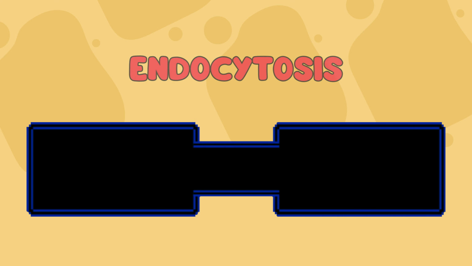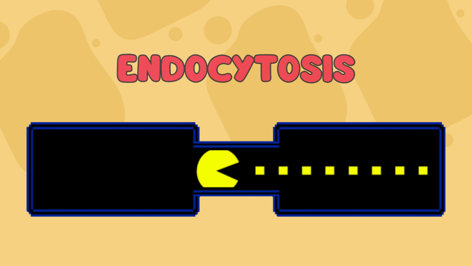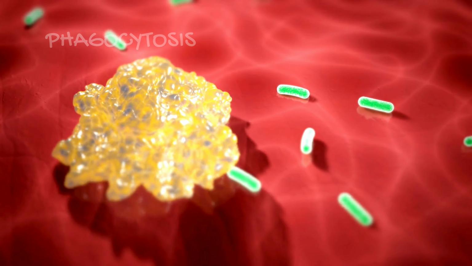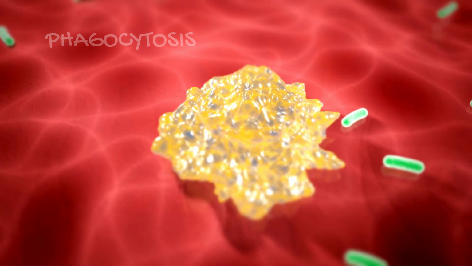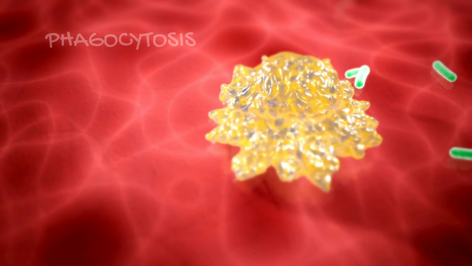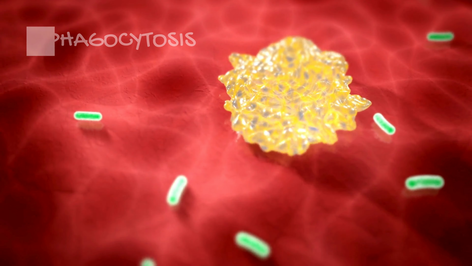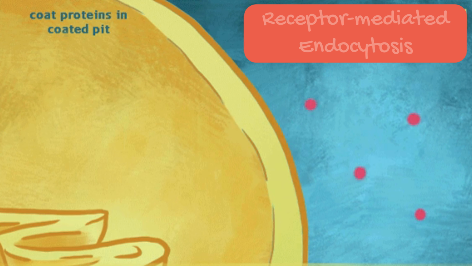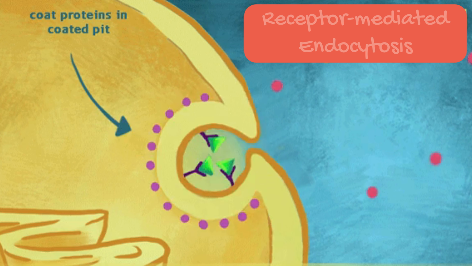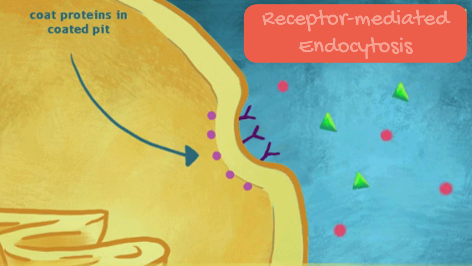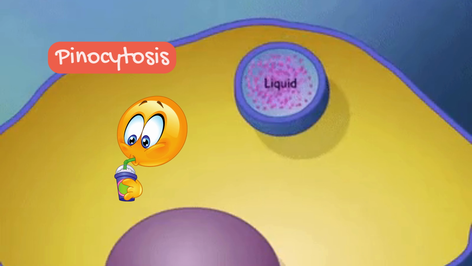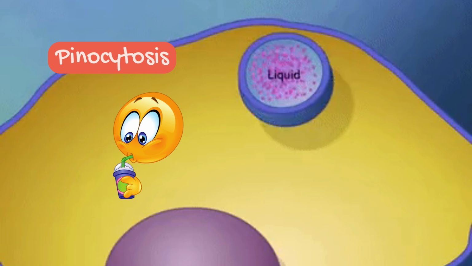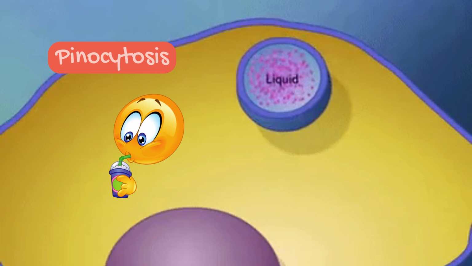There are different types of endocytosis depending on how the cell absorbs materials. These include phagocytosis, otherwise known as cell eating, wherein the target molecule is wrapped around and engulfed into a vacuole. Receptor-mediated endocytosis, wherein specific substances must bind to receptors before they can enter the cell. And pinocytosis, otherwise known as cell drinking, wherein cells are able to take in fluids.